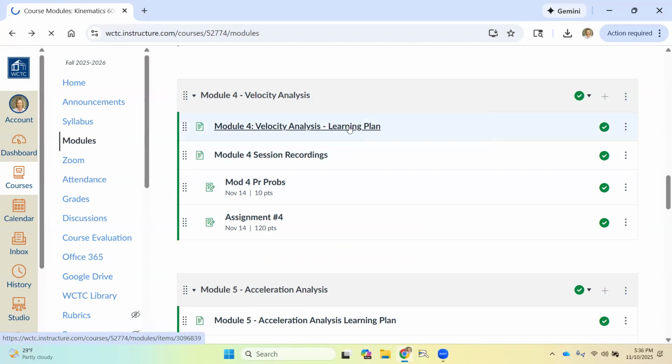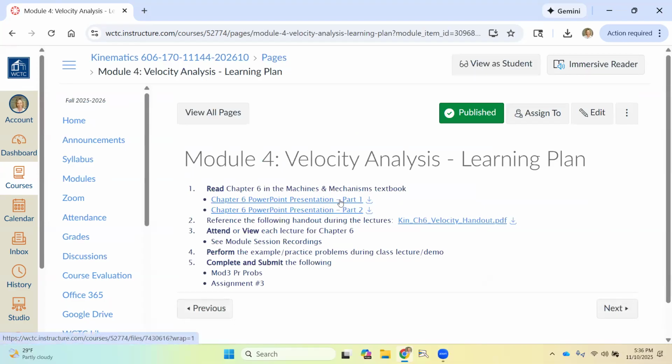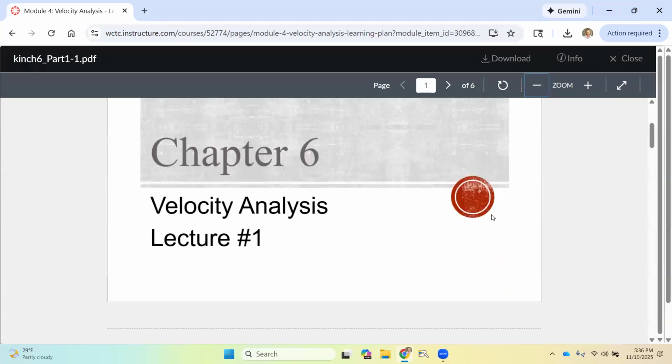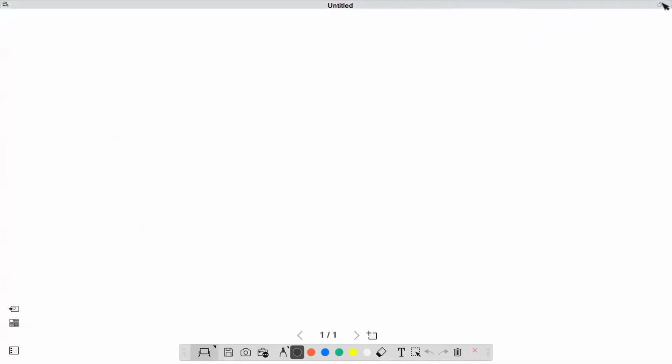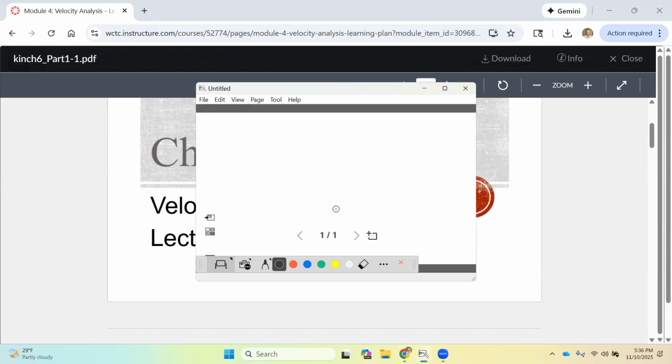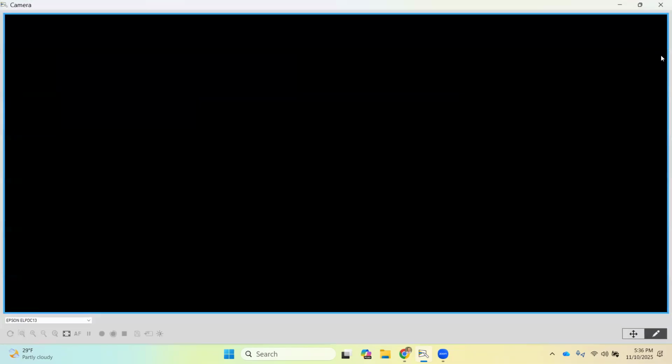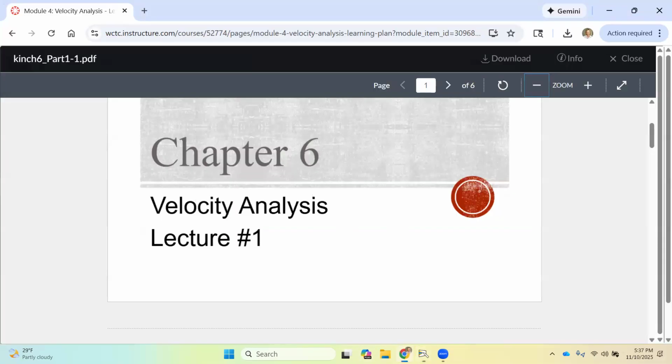So let's take a peek at our learning plan. And I am going to click on the PowerPoint presentation here for Chapter 6, velocity analysis. Additionally, I am going to get my camera going here so that I have that ready. Where are you guys? There we go. Okay, because we'll be working out of both places.